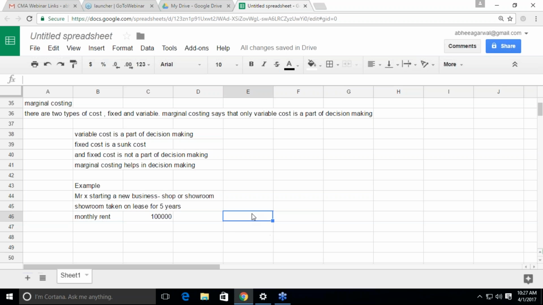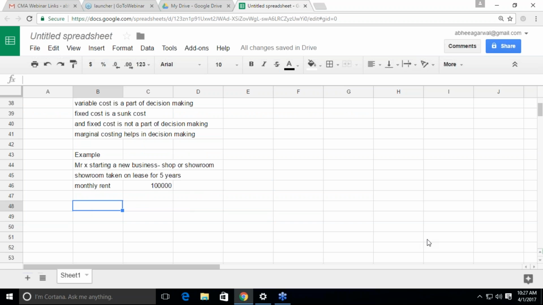Let me make it clearer by putting more values to this example. Let's say the product which you are going to sell has a selling price per unit of 250 rupees.